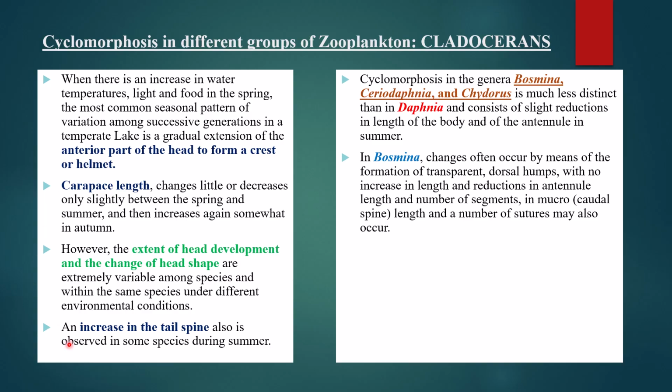And then the increase in the tail spine is also observed in some species during the summer. So tail spine जो है वो भी summers के time में ही ज़्यादा मिलता है. Cyclomorphosis in the genera Bosmina, Pseudodaphnia, Chydorus is much less distinct than in Daphnia and consists of slight reductions in length of body and of antennae in the summer.